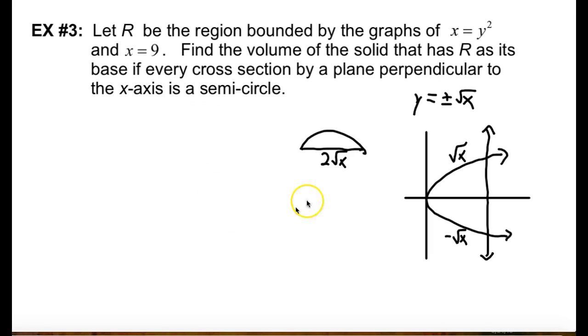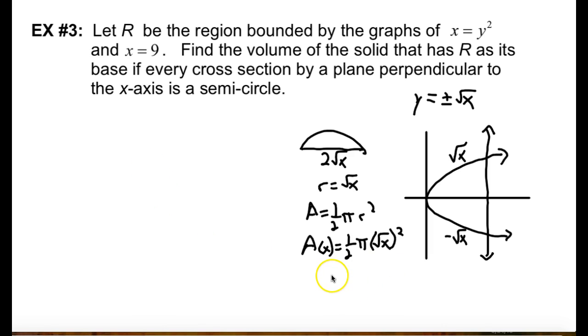So the diameter of this semicircle is 2 times the square root of x. So my radius then, we can just say the radius would be half of that. Radius would be the square root of x. So the area of my semicircle is 1/2 pi r squared. My r then, half of the diameter, is just square root of x. So my A of x, my area formula for all of these cross sections, is 1/2 times pi times the square root of x squared. And the square root of x squared is just x, right? So we get 1/2 pi x.